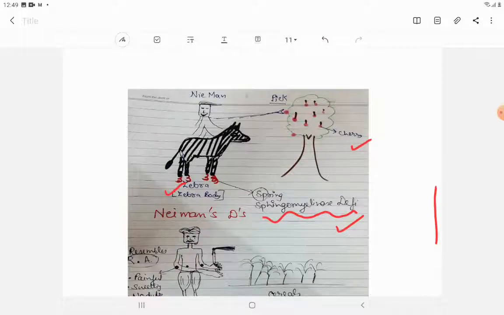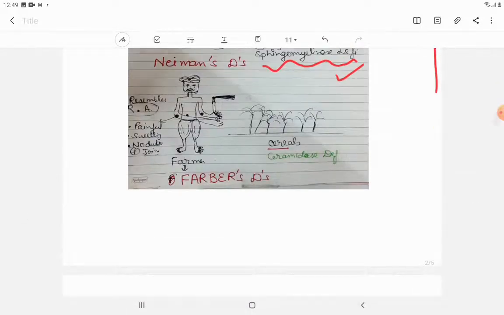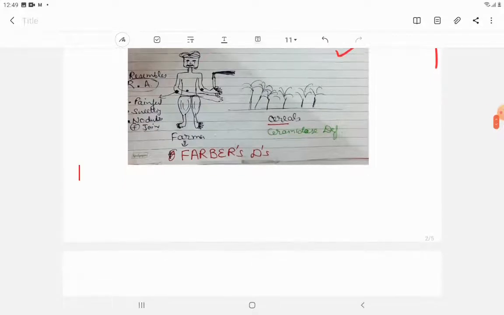Now next, we'll study Fabry disease. In Fabry disease, as you can see, a farmer is standing; the farmer signifies Fabry. The farmer's duty is to produce cereals for us. So cereal denotes ceramidase. In Fabry disease there is a deficiency of the enzyme ceramidase.